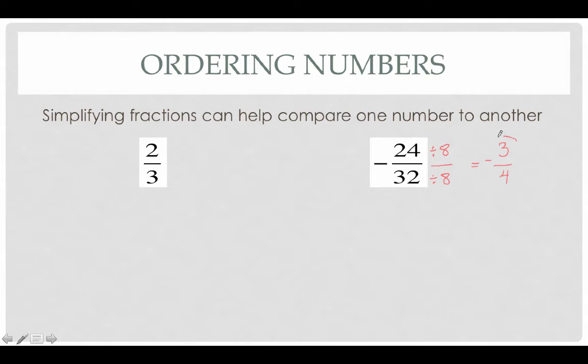So negative 3/4 is the same fraction as negative 24/32. It's helpful to be able to rewrite them. So now I can say, well, how does 2/3 compare to negative 3/4? It's a little bit easier to work with fractions when we can simplify them that way.